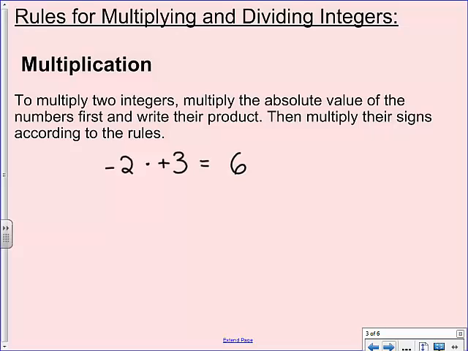Now we take care of the signs. The signs are different, and we know if we multiply signs that are different, our answer or our product is going to be negative. Let's see another example. Positive 1 times positive 4. We multiply the absolute values of the numbers first, meaning 1 times 4, which equals 4. And then we multiply the signs according to the rules. When we multiply numbers with the same sign, our answer is going to be positive.